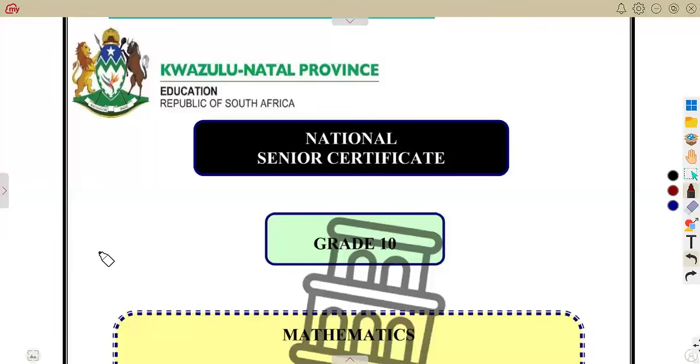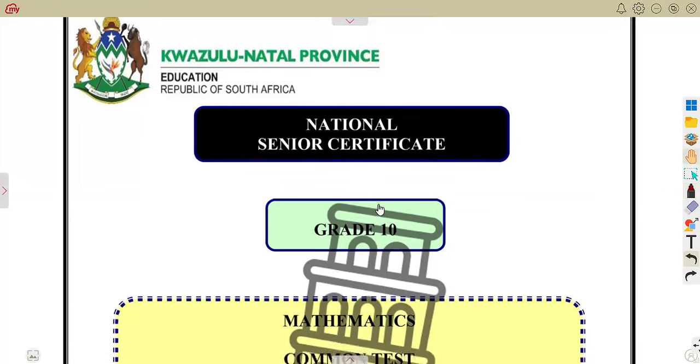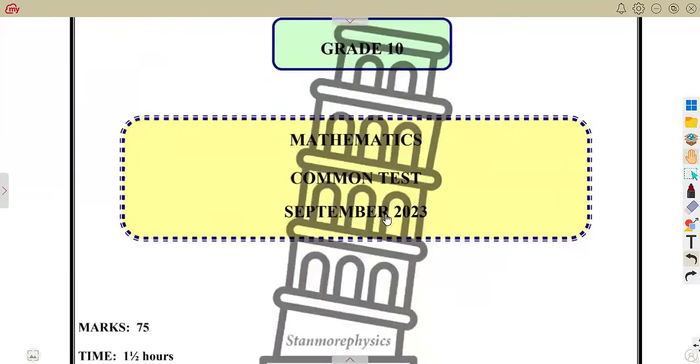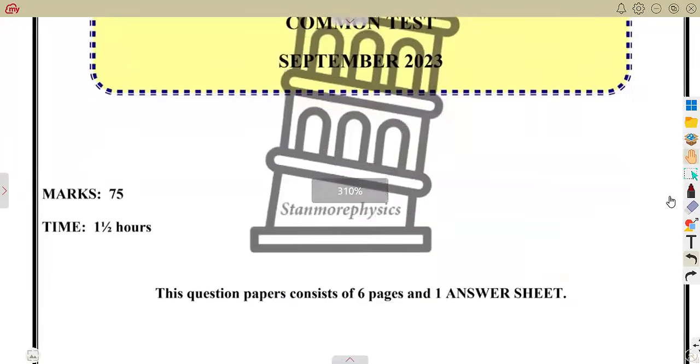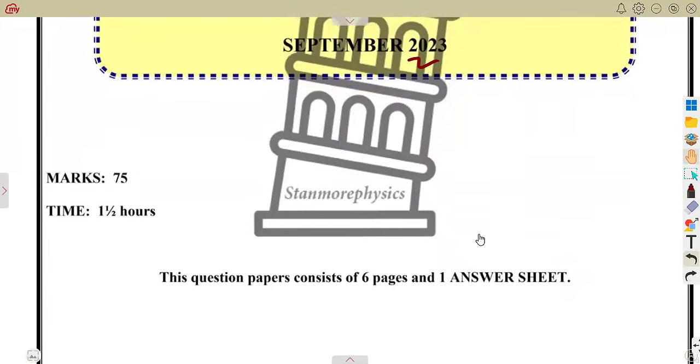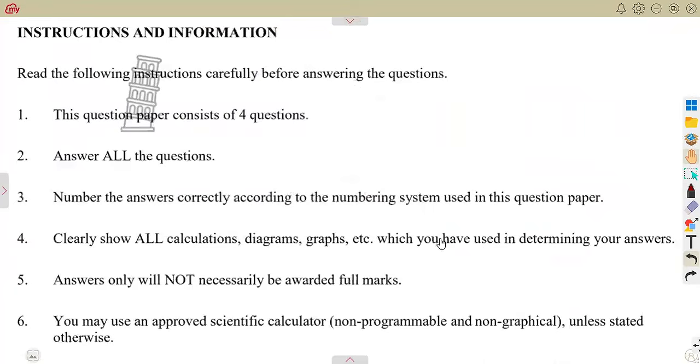All right, so in this case, we are going to quickly rush through this question paper, which was for our grade 10 mathematics from our KZN province. That is for the September 2023 exam. We managed to work with the 2022 exam. So make sure that you watch that one so that you do understand the basics that you are given.